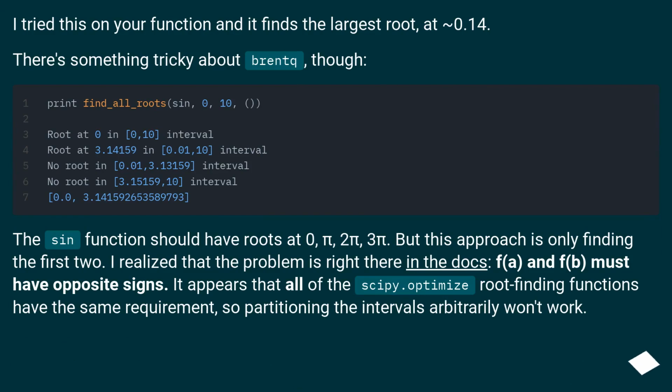There's something tricky about brentq, though. The sin function should have roots at 0, pi, 2 pi, 3 pi. But this approach is only finding the first two. I realize that the problem is right there in the docs: f(a) and f(b) must have opposite signs. It appears that all of the scipy.optimize root finding functions have the same requirement, so partitioning the intervals arbitrarily won't work.